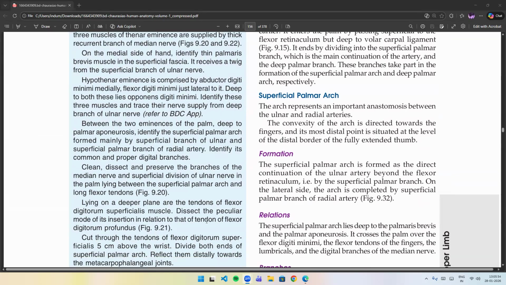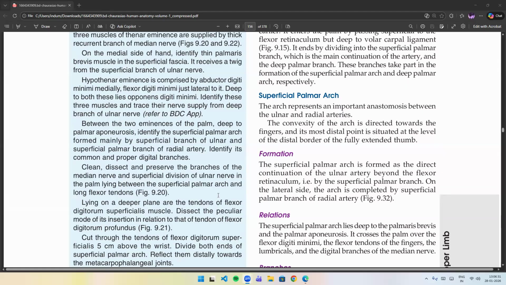Hypothenar eminence is comprised by abductor digiti minimi medially, flexor digiti minimi just lateral to it. Deep to both these lies opponens digiti minimi. Identify these three muscles and trace their nerve supply from deep branch of ulnar nerve. Between the two eminences of the palm, deep to palmar aponeurosis, identify the superficial palmar arch formed mainly by superficial branch of ulnar and superficial palmar branch of radial artery. Identify its common and proper digital branches.